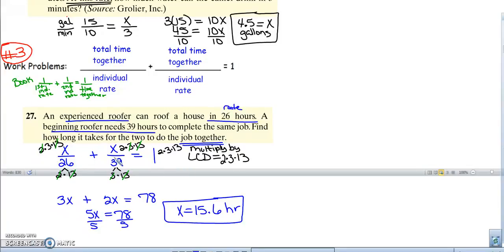We multiply by the LCD. We're looking for an LCD of 26 and 39. One of the ways you can find that is first factor each number. So 26 is 2 times 13, 39 is 3 times 13. And then remember, the LCD is each unique factor to the highest power. So we're going to take 2, we're going to take 13, and we're going to take 3, and we're going to multiply them all together. We did not have to include both 13s because they were both just to the first power.